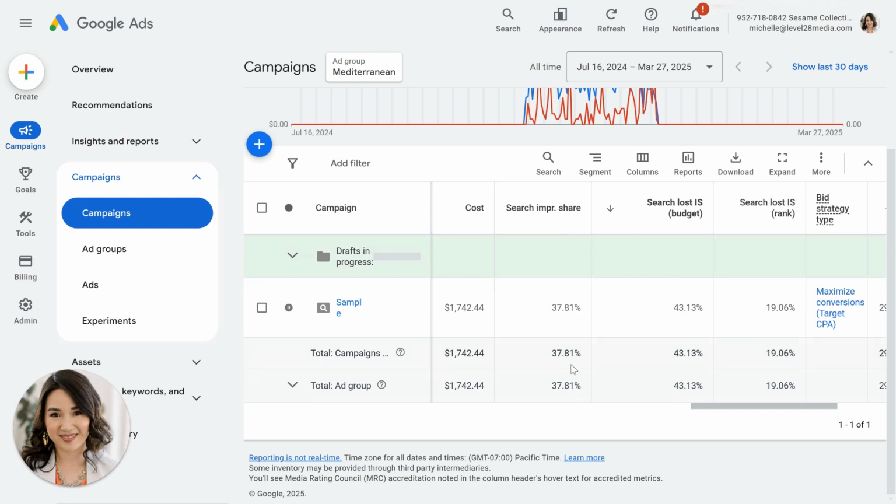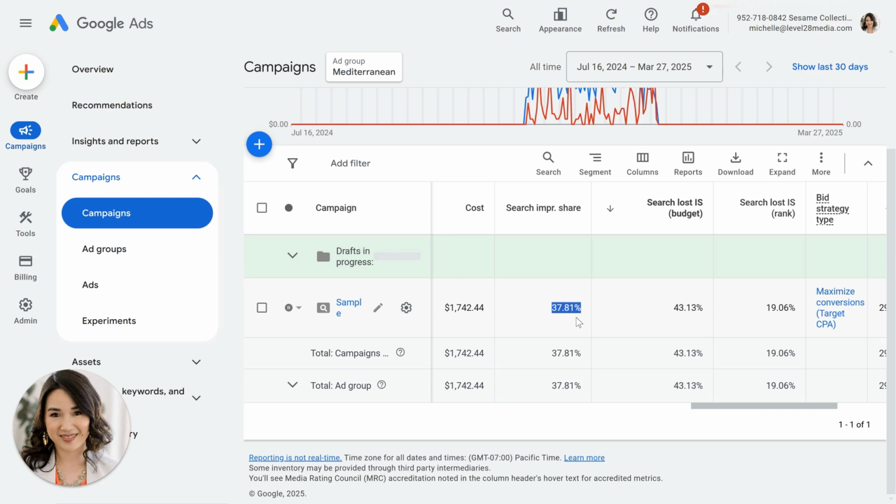Search impression share is the amount of times that we appeared in the Google search results out of all the times that we were eligible to appear. And with this number being 37%, 38%, that means that we were able to appear 3 to 4 times out of 10 potential times that someone was searching for our keywords or services. So basically, we have more room to spend.